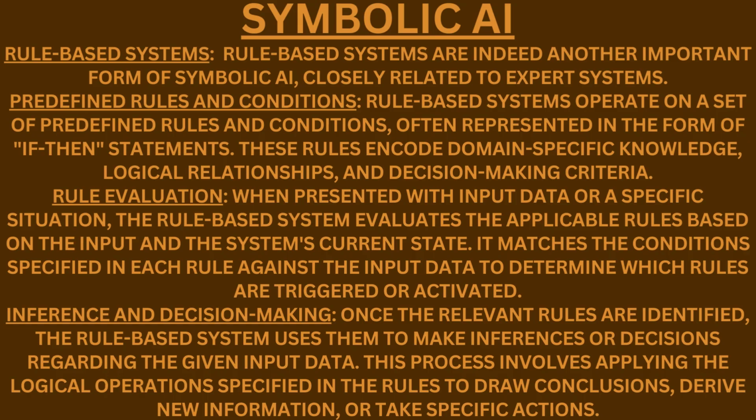Rule-based systems. Rule-based systems are indeed another important form of symbolic artificial intelligence. Closely related to expert systems, predefined rules and conditions. Rule-based systems operate on a set of predefined rules and conditions, often represented in the form of if-then statements. These rules encode domain-specific knowledge, logical relationships, and decision-making criteria.